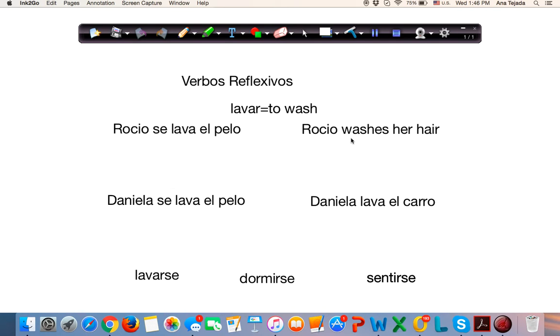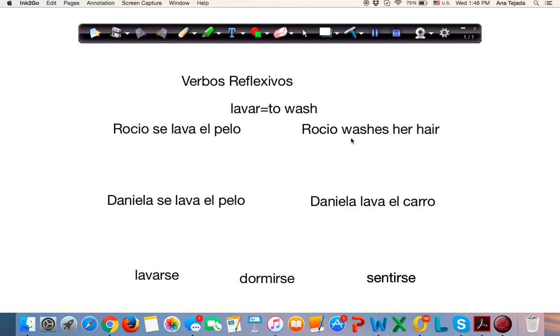¿Cómo están? Hoy vamos a trabajar con verbos reflexivos, or reflexive verbs. So what are reflexive verbs? Reflexive verbs are verbs that indicate that someone has done something to or for him or herself.